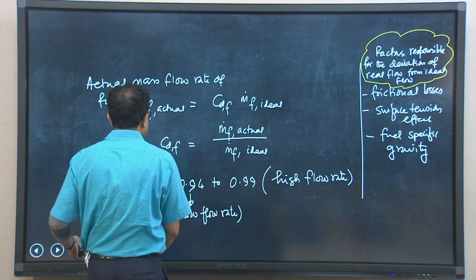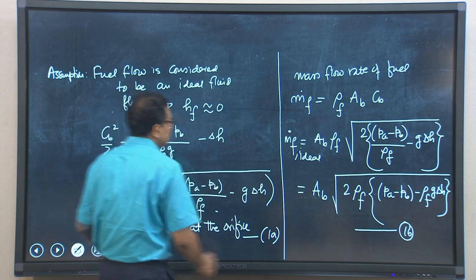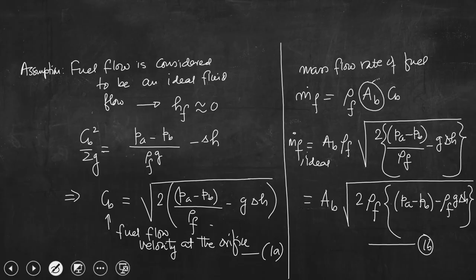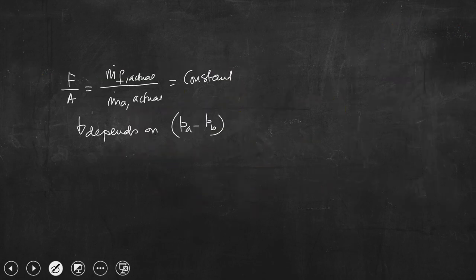Here, this is the area of the orifice at the fuel discharging point. You should not be confused, because AB we had used earlier as the area of section BB, but today this AB is not the area at section BB, but the area of the orifice at the discharging point. So, what we had seen is that the mass flow rate of air and fuel is constant, and that depends on P A minus P B, that is the pressure drop.